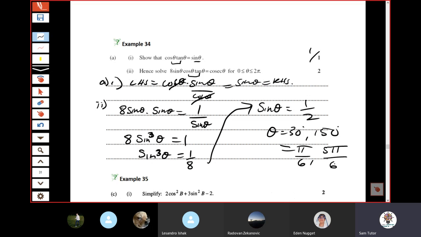Anyone have any questions for me to this stage? You guys get what I've just done with everything? Cos tan became sine, and then that became sine squared, that became sine cubed, equals to 1. I brought the 8 over. I decided to cube root it first before you do shift sine, because it looks like this. Think of it like that. X cubed equals to 1 on 8. You have a cube root first, and then you're left with sine theta, and then shift sine.